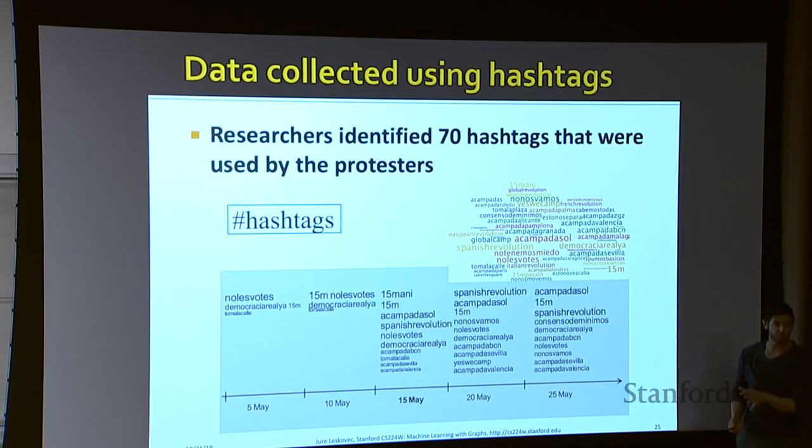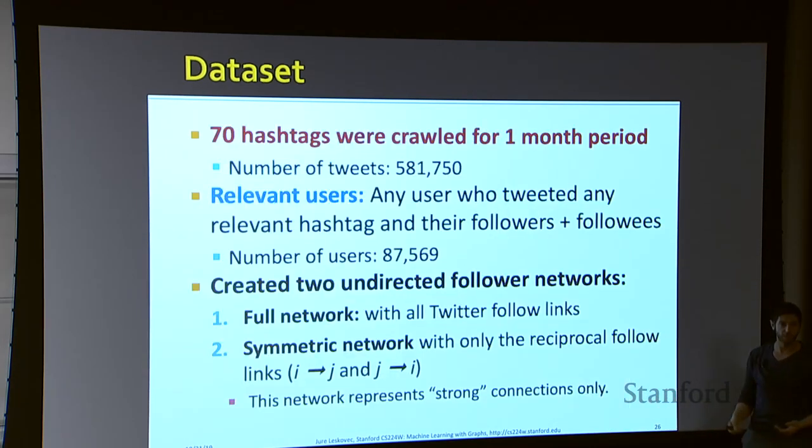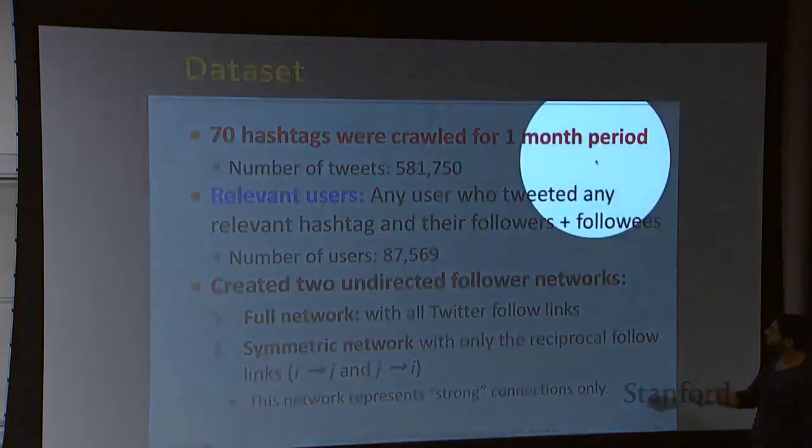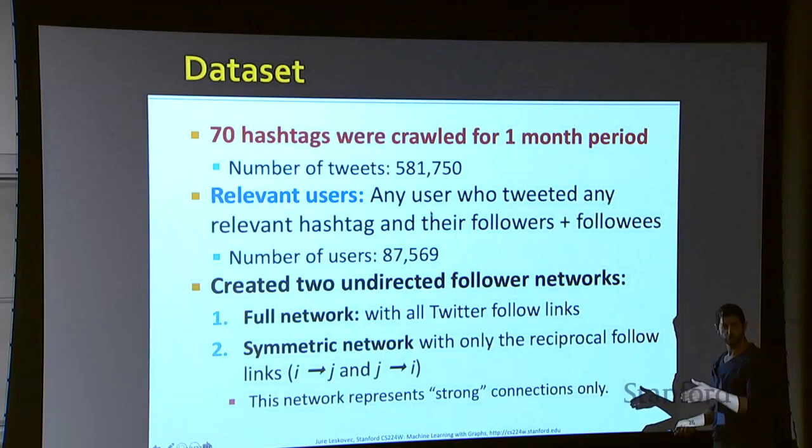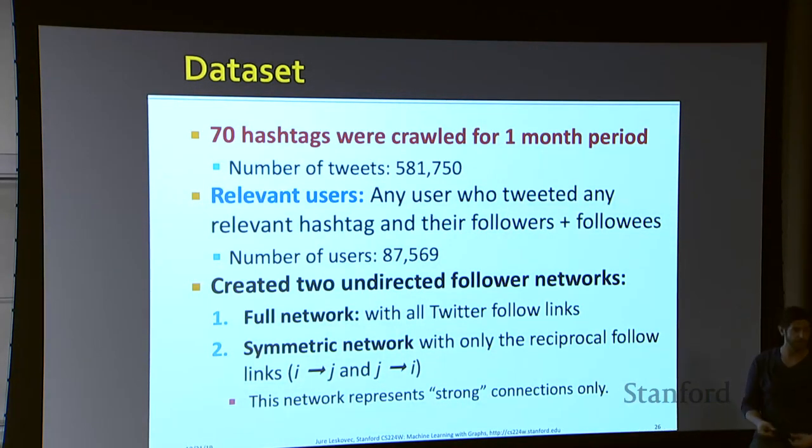So they selected these hashtags, and then they collected relevant data, right? They searched and crawled this one month period, and they took all the tweets that contained those hashtags, and they ended up with roughly 6,000 tweets in total, okay? And not only did they collect the tweets, they also collected the relevant users, okay? Basically any user that tweeted relevant hashtags, and not only them, but also their followers and followees.